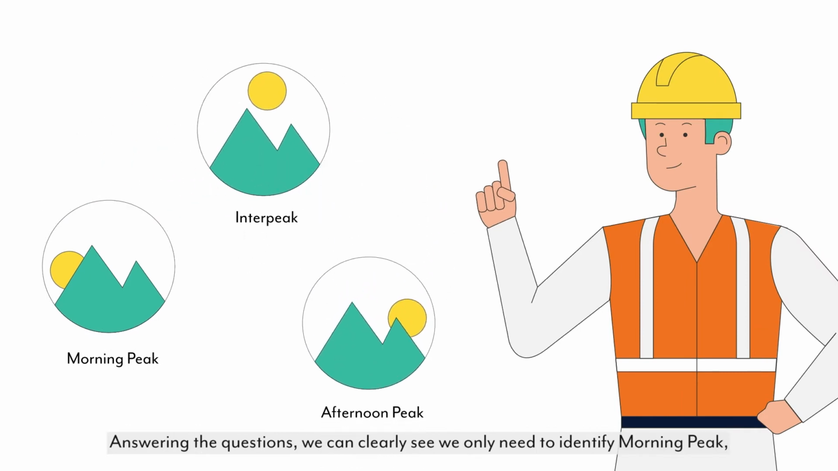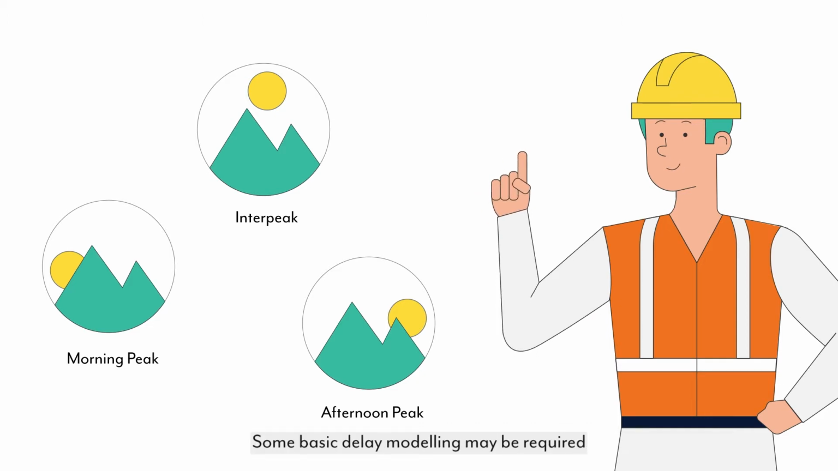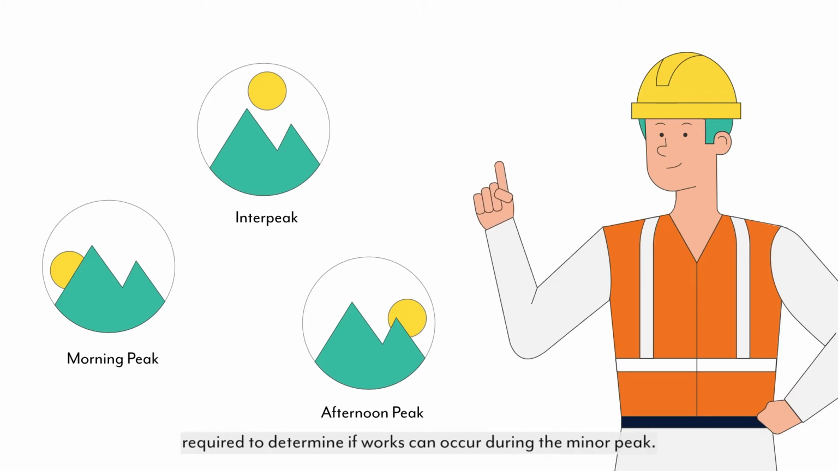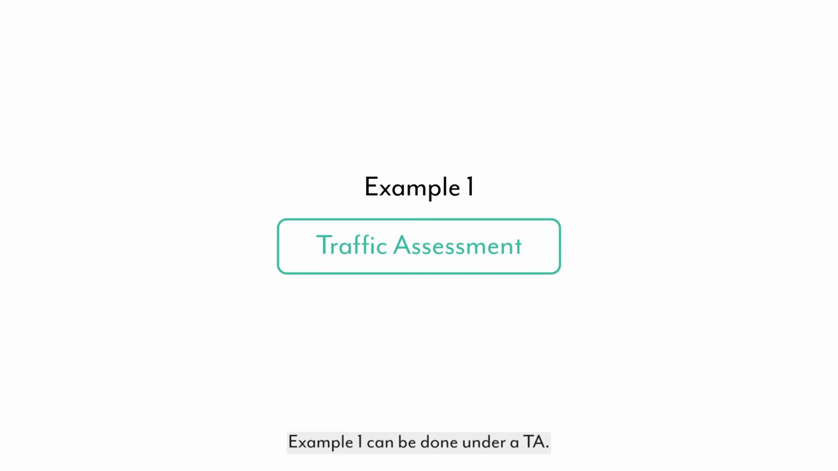Answering these questions, we can clearly see we only need to identify morning peak, afternoon peak, and inter-peak periods. Some basic delay modelling may be required to determine if works can occur during the minor peak. Example 1 can be done under a TA.